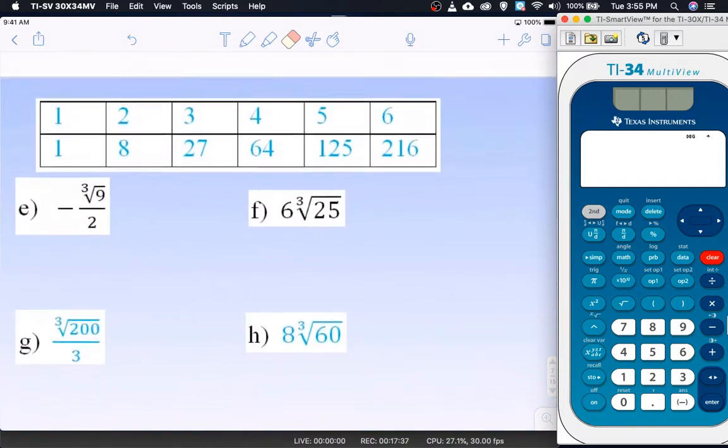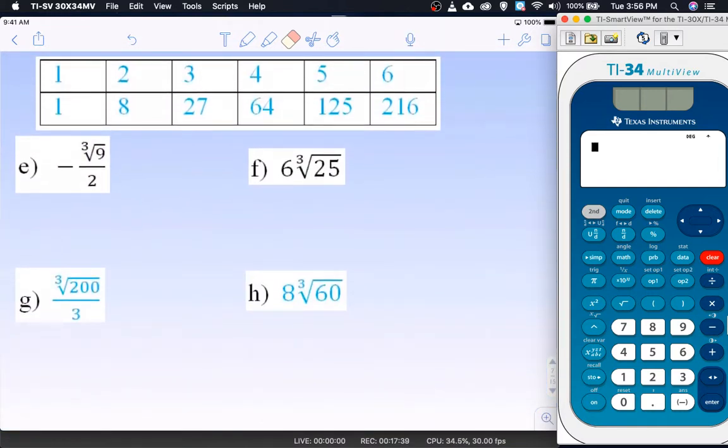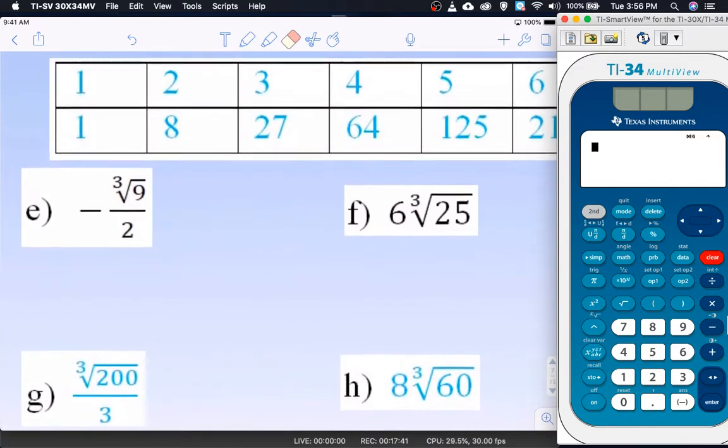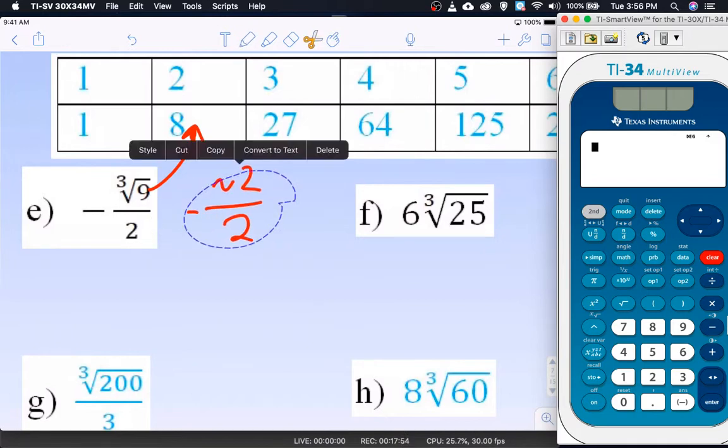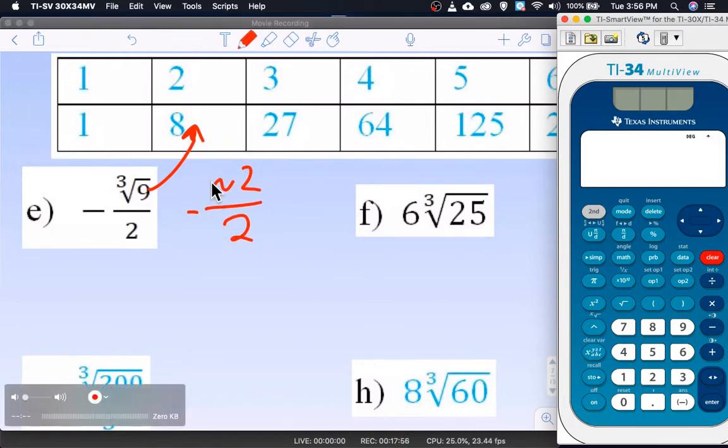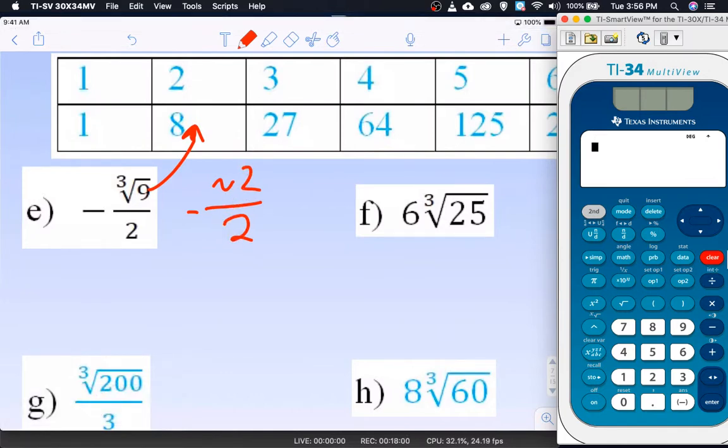And with the expressions, same thing. So I know the cube root of 9 is going to be about 2. Divide by 2, and don't forget my negative sign out front. I'm going to move this over just a little bit so I have space. There we go. So 2 divided by 2 is 1 with my negative out front. So this is going to be about -1.